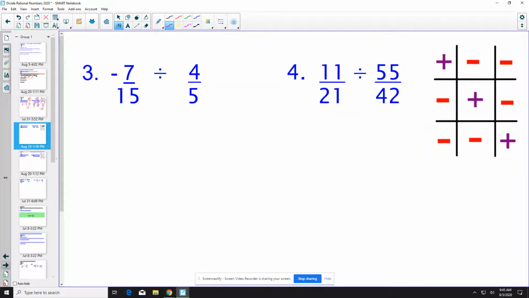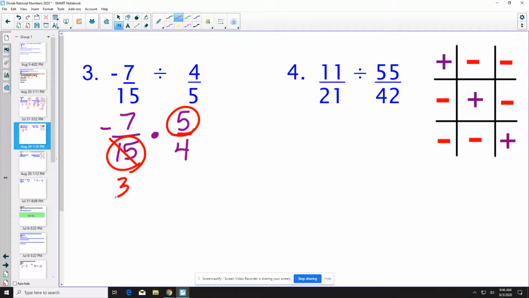Okay, number 3. Write down -7/15ths divided by 4/5. We're going to keep the first fraction the same. So keep -7/15ths the same. Make it times. Take the reciprocal of the second fraction. Flip that 4/5 and make it 5/4. Let's look for cancellation. I notice 15 and 5. 5 goes into both of them. So we're going to cross out the 15 and ask ourselves, how many 5s go into 15? 3. Cross out the 5. How many 5s go into 5? 1.